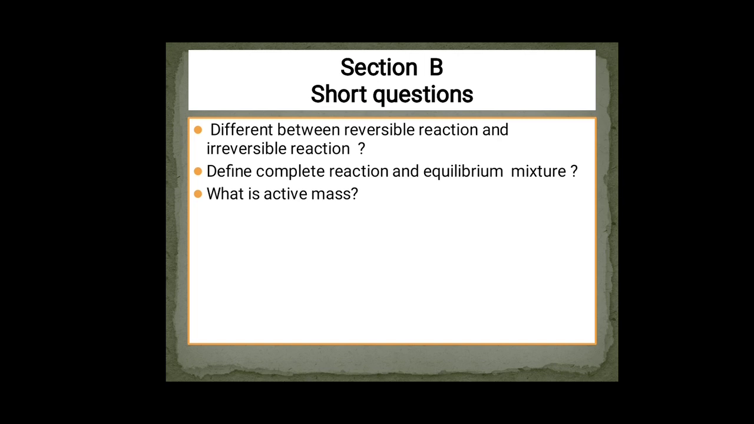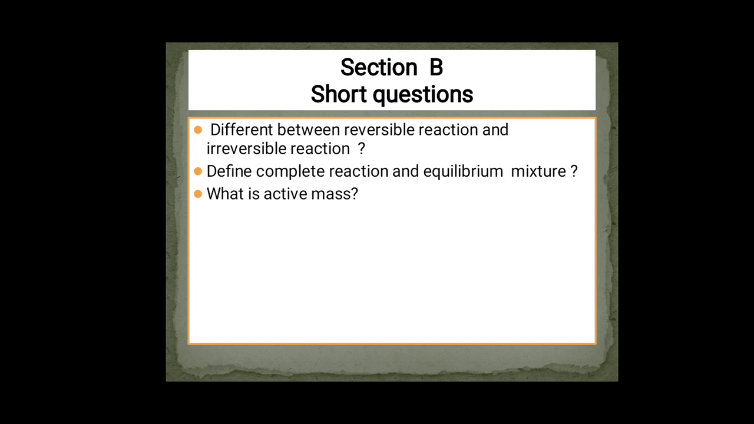The answer of this question is, complete reaction. A complete reaction is one in which all reactants have been converted into products. Means the reactants react to form the products, which is known as a complete reaction. The second one is equilibrium mixture. The concentrations of the reactants and products are called equilibrium concentrations and the mixture is called the equilibrium mixture.